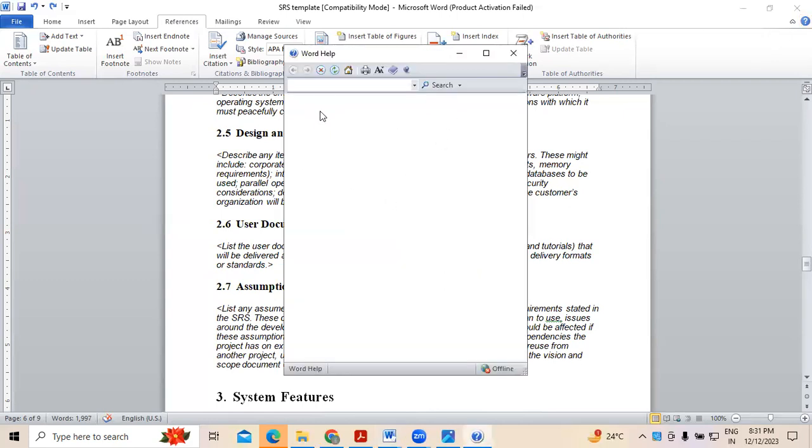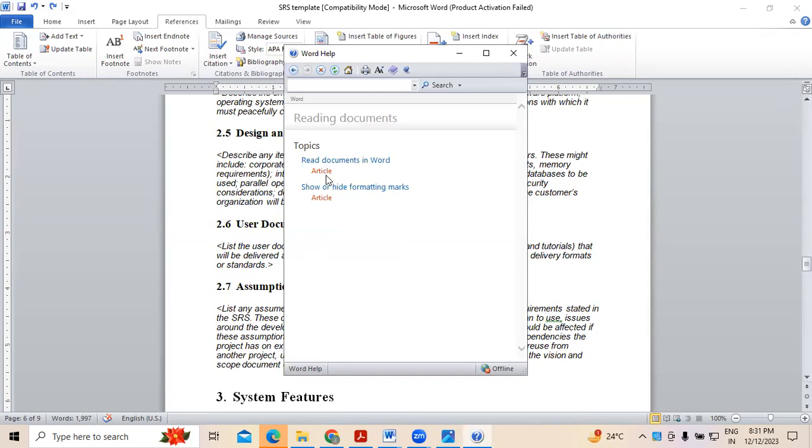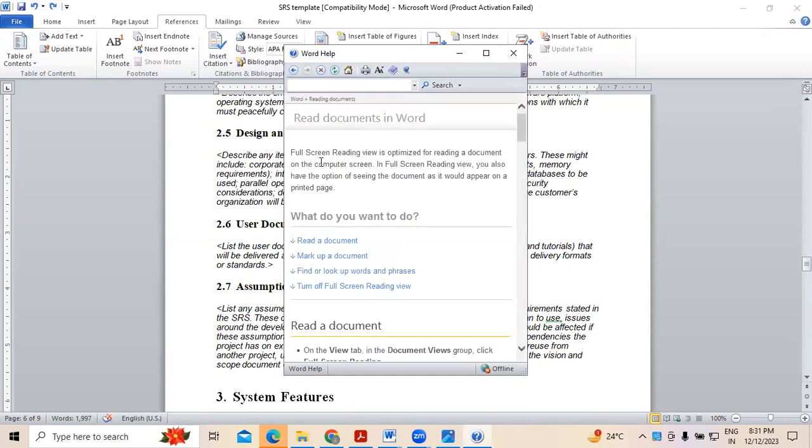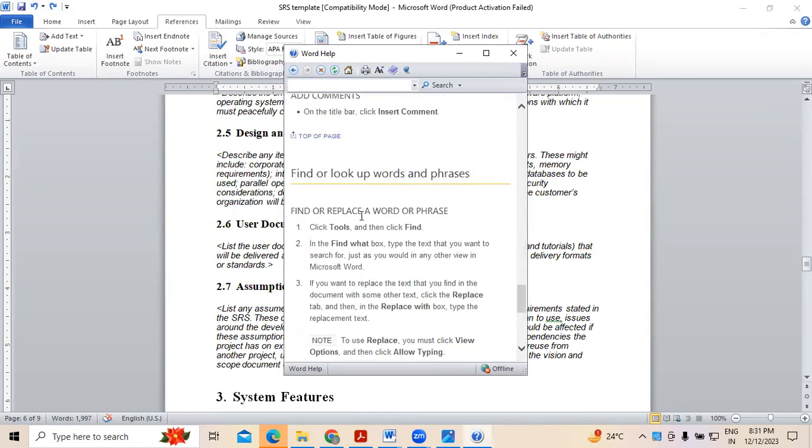Here you can see Word Help, right? So for example, is it offline? Yes, sir. Here you can see, for example, installing or reading a document. So the article will be in HTML format. So how to read or mark up a document, these are the instructions. This is how it gives.